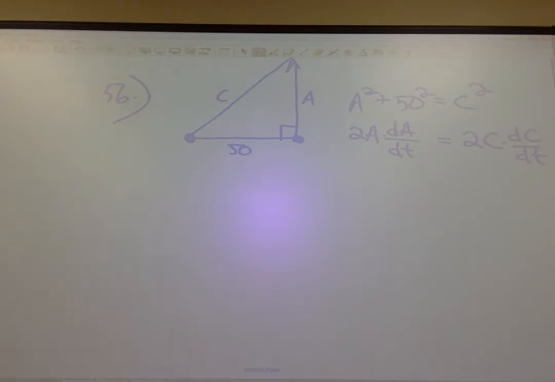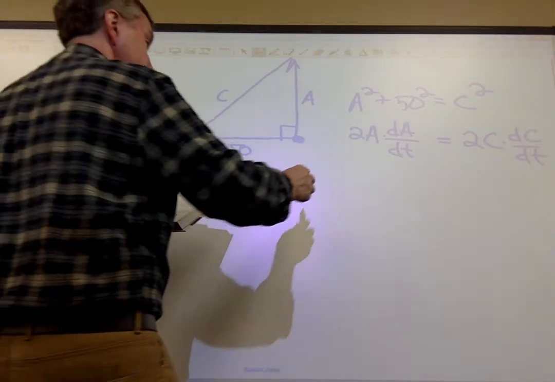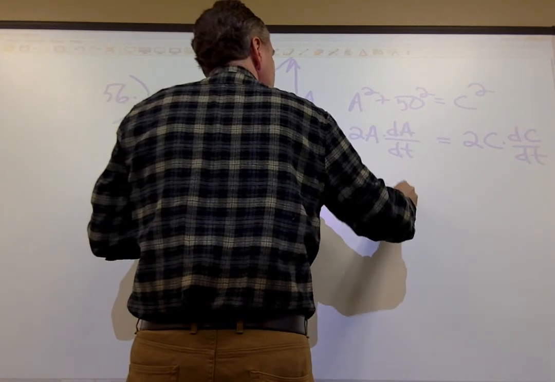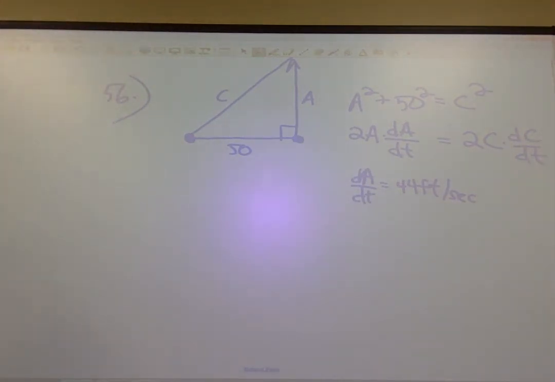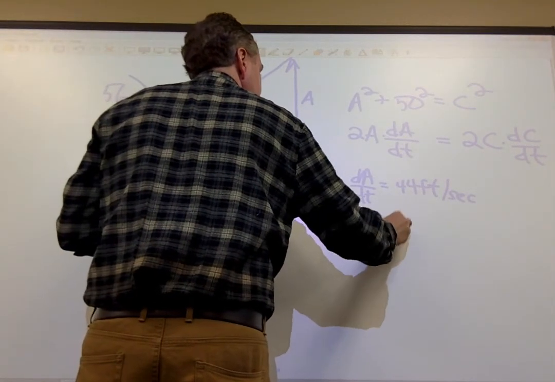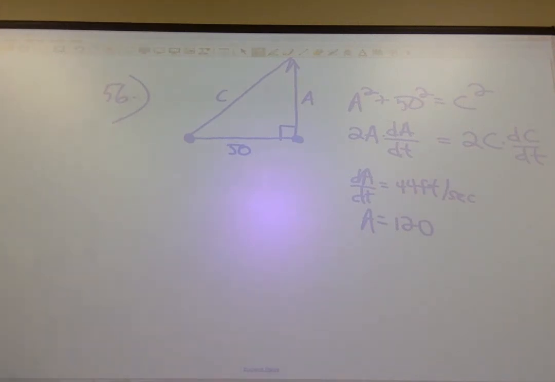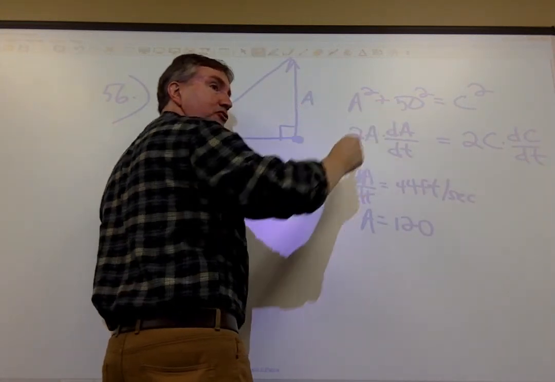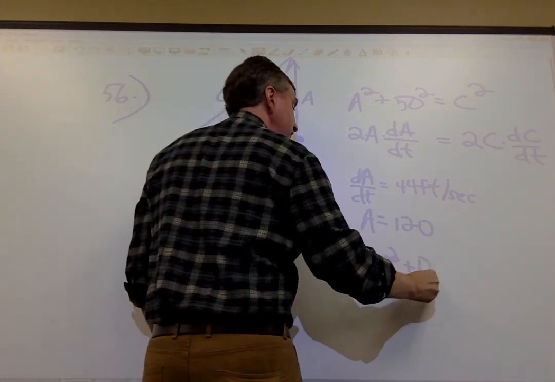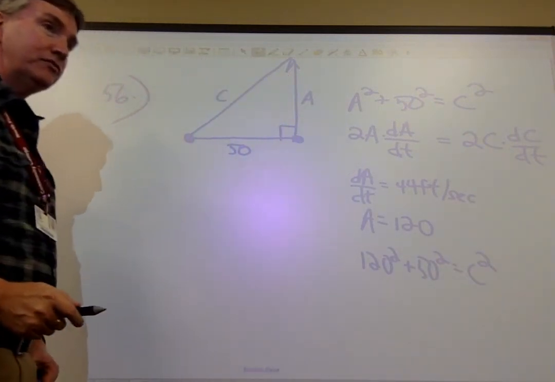Okay? Now let's see what it said. It said the helicopter lifts off vertically and is rising at 44 feet per second. What is 44 feet per second? dA/dt is 44 feet per second. When it is at an altitude of 120 feet, what's 120? A is 120. How fast is the distance between the helicopter and the man changing? So what am I looking for? I'm looking for dC/dt. What I don't have is C, but I can find it from my original, right? So I'll say 120 squared plus 50 squared equals C squared, and you'll help me out. C is 130? Okay.